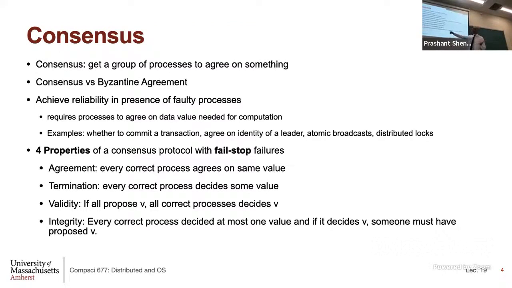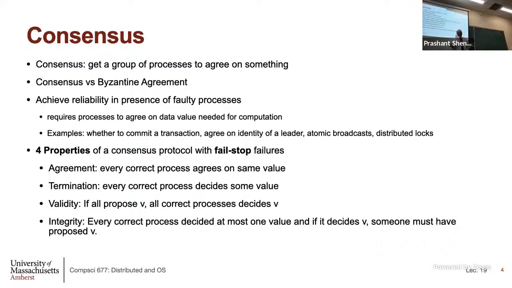Consensus is simply a problem of getting a set of processes to agree on something. What you agree on doesn't really matter. It could be you want to agree on whether to commit a transaction. You want to agree on who's the leader for this group. You might want to agree on has this broadcast been received by all the parties, atomic broadcast. You might want to agree on is the lock available or not. There are all kinds of decisions you have to agree on, and everyone has to have the same consistent view for the system to work. And those are just 4 examples that we have already seen. But it could be any other thing that you want to agree on.